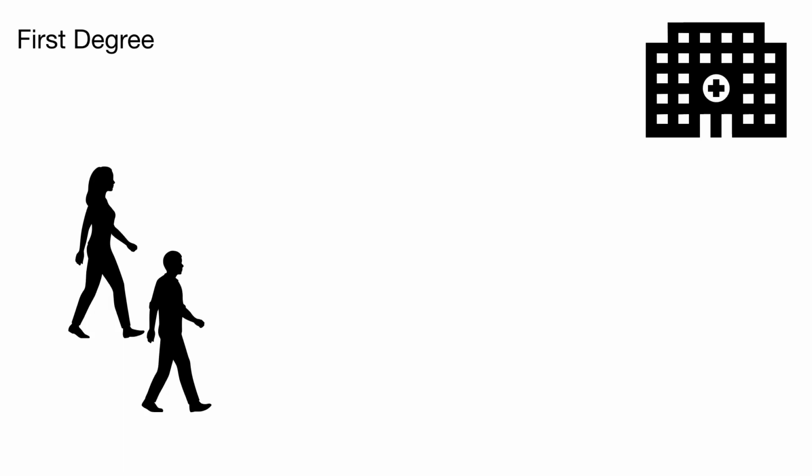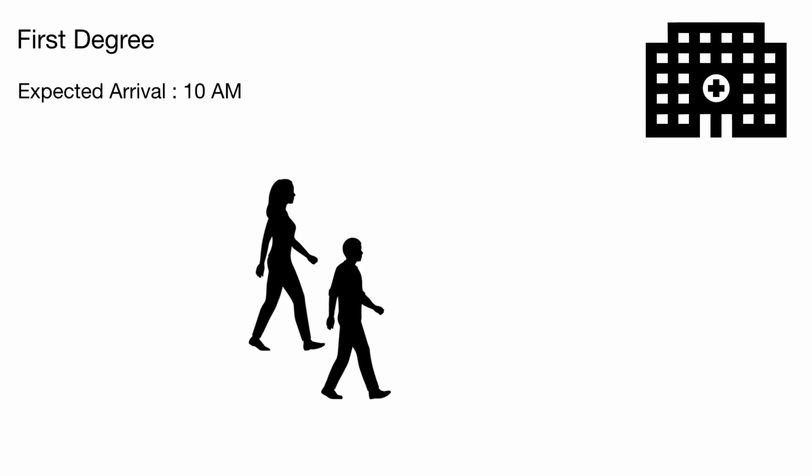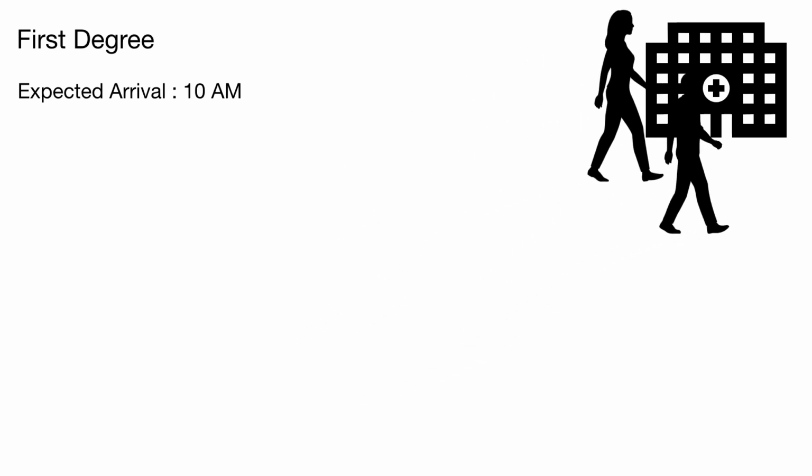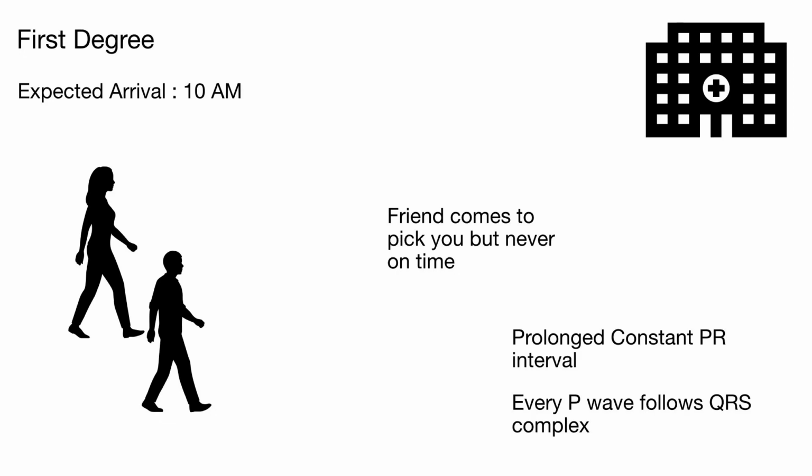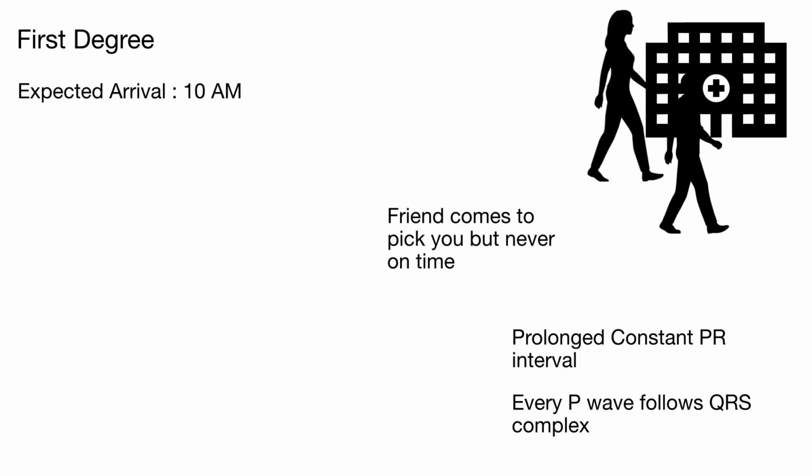Let me tell you an interesting story to help you remember AV nodal blocks. Suppose you and your friend decide to meet every day at 10 a.m. to go to work together. So first degree AV nodal block is when your friend comes to meet you every day but never on time. Let us imagine she comes to meet you every day at 10:30 a.m. That is, she is constantly 30 minutes late to meet you. So AV nodal first degree block is when there is one P wave per QRS complex, but there is a prolonged constant PR interval.